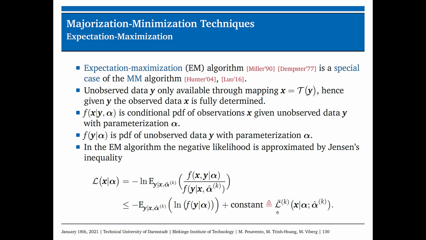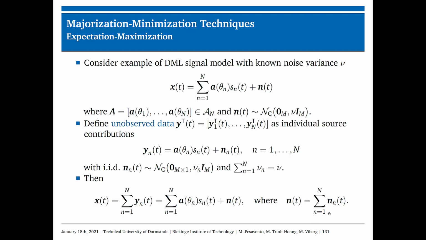This function can be considered as our approximate function L bar at iteration k, where the approximation is taken at the point alpha hat k. Next, we apply the expectation-maximization algorithm to the example of the deterministic maximum likelihood signal model, where we assume that the noise variance nu is known.